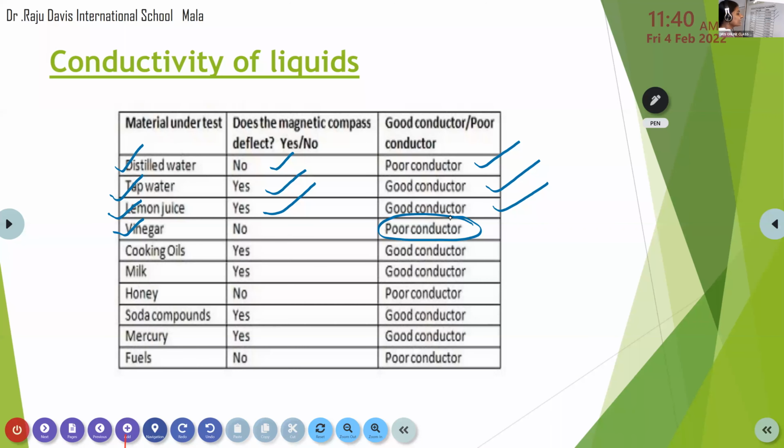It conducts electricity, but conductivity is less. That's why it is known as a poor conductor. Actually, this vinegar conducts. Which acid is present in this vinegar? Acetic acid. So when we consider this acid, this is a weak acid.